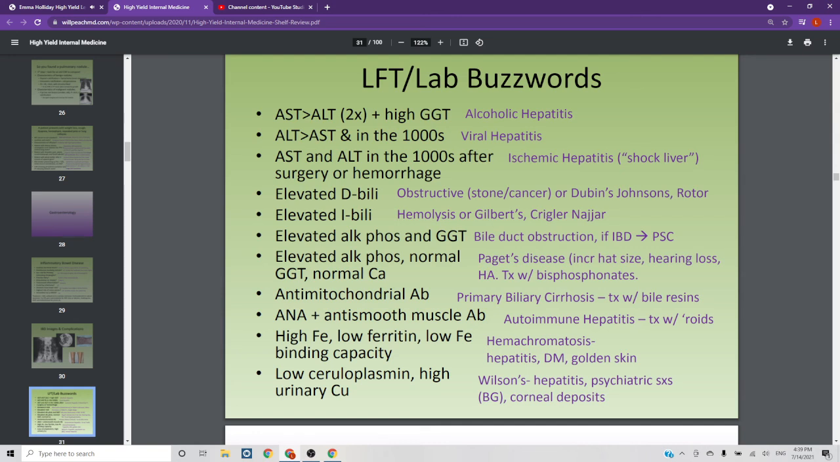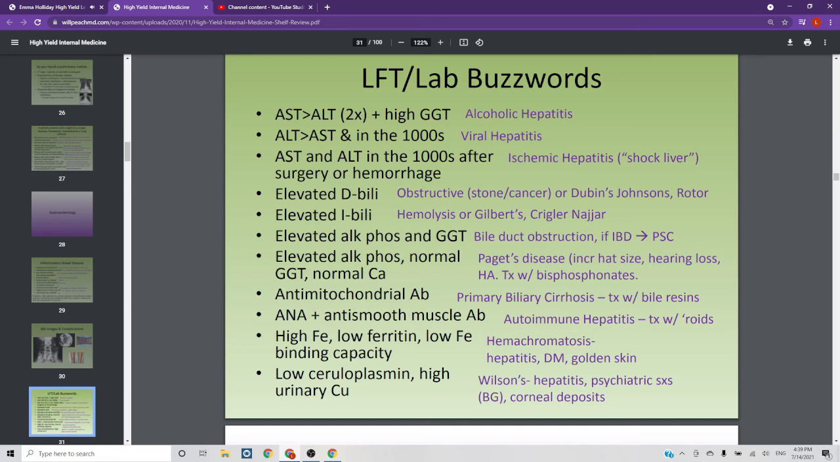So, okay. So what if on your LFTs you see elevated ALK phos and elevated GGT? That's obstruction, right? The ALK phos is pretty nonspecific, but the GGT tells you the problem is with the ducts. And what if the ALK phos is elevated, GGT is normal, and calcium is also normal? Pregnancy. So what if you're an old man? Yes, Paget's disease. Very good.